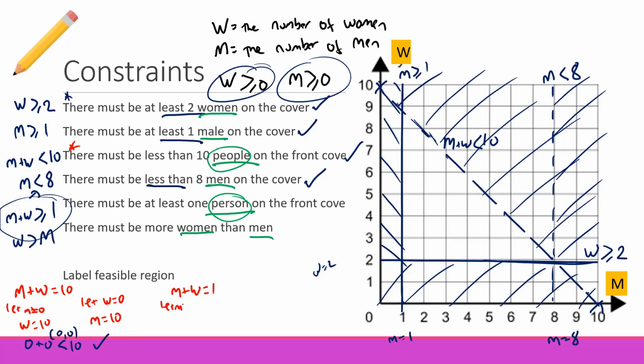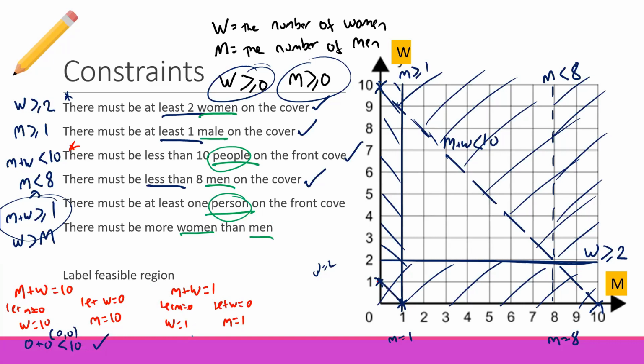Same drama. Let M equal 0. That's going to give you W equals 1. Let W equal 0. That's going to give you M equals 1. So that means that we have this line here at 1, 1. So that's going to be literally this line here. And we can pretty much ignore this completely.